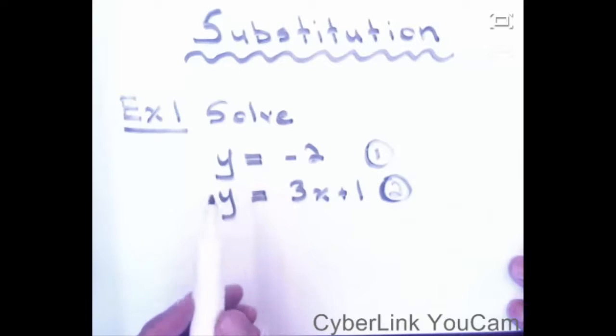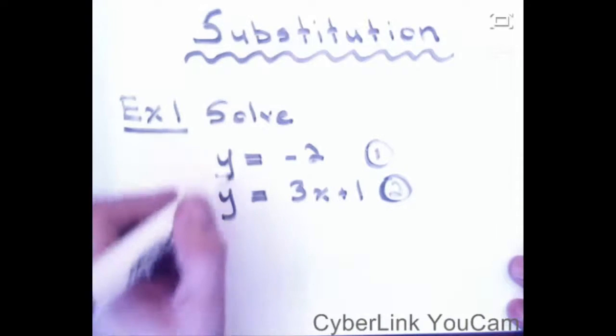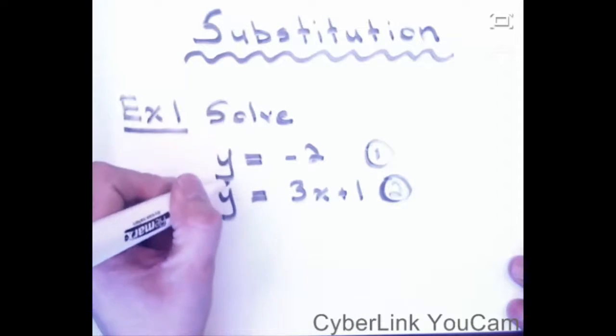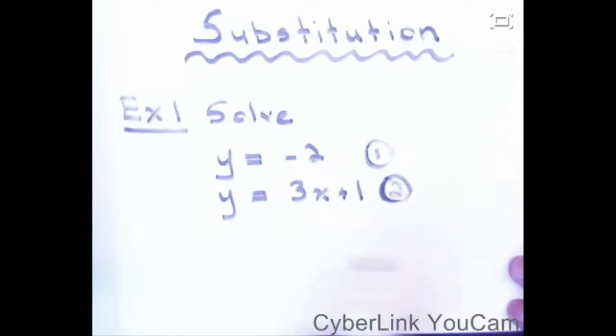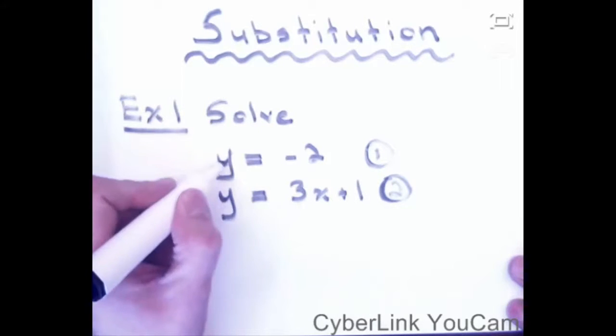Here's the usual first step. You've got two equations, and you look at them, and you're hoping that one of the variables is by itself. So look at y. It's by itself, and it equals minus 2, so we're already set up for that. The second equation has that as well. y is by itself. So this is a good, easy substitution example to start with. We want a variable by itself.